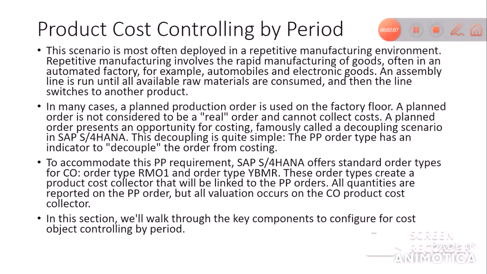To accommodate this PP requirement, SAP S/4HANA offers standard order types for CO, order type RM01 and order type YBMR. These order types create a product cost collector that will be linked to the PP orders. All quantities are reported on the PP order, but all valuation occurs on the CO product cost collector. In this section, we will walk through the key components to configure for cost object controlling by period. So cost object controlling by period.